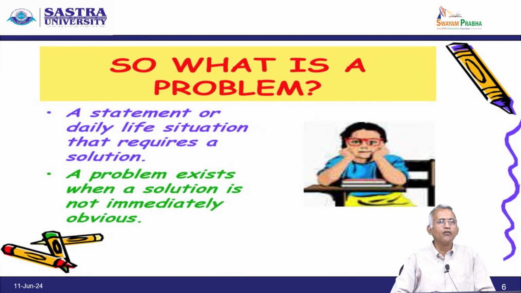So, what is a problem? A statement or a daily life situation that requires a solution. If you have a problem, take the real-time problem, find the statement and daily life situation you have to design, and you can easily identify the solution to the problem. A problem exists when a solution is not immediately obvious. That is the origin of heuristic problem solving.